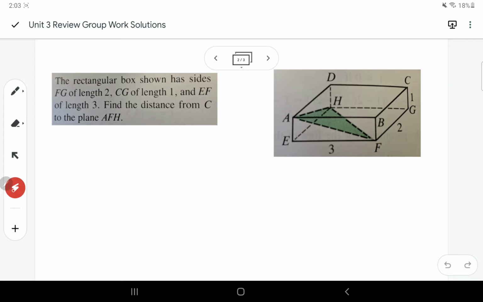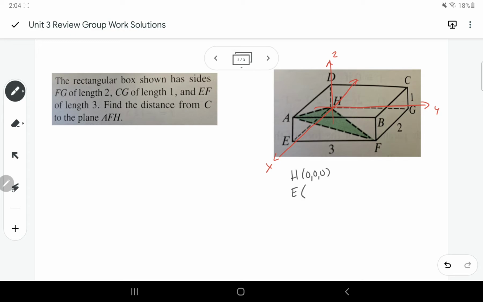The next one: a rectangular box has these sides, lengths 1, 2, and 3. This is kind of similar to the one that we did in class today. So I'm going to say that H is going to be 0, 0, 0. So we're going to look at this as the X and the Y and the Z axis there.